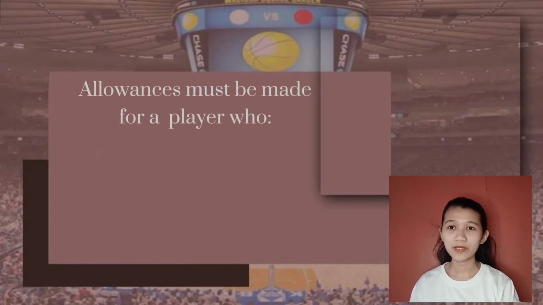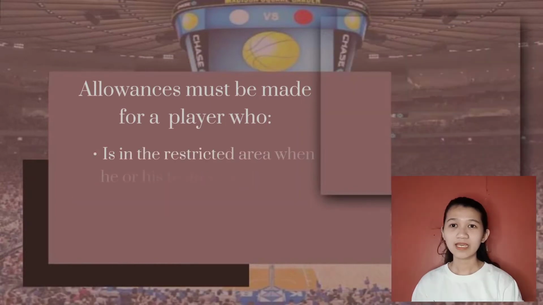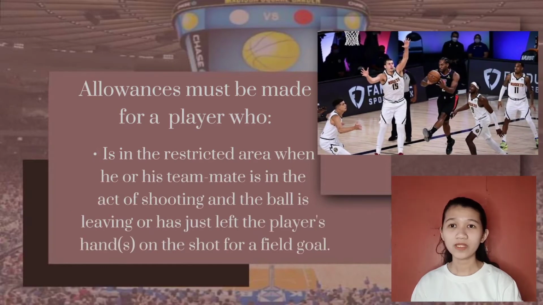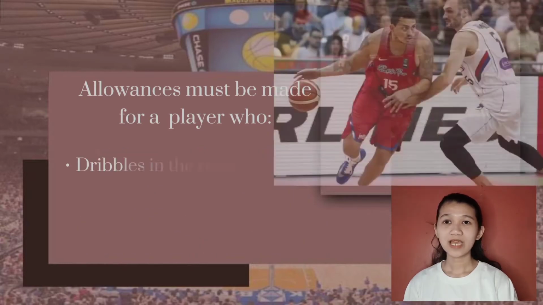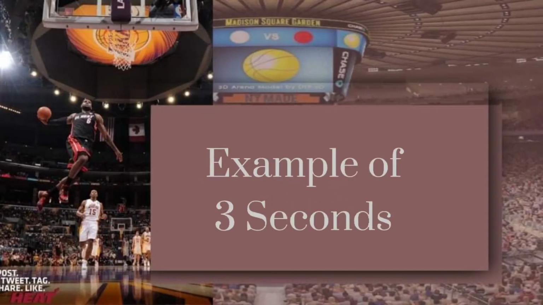Allowances must be made for a player who makes an attempt to leave the restricted area, is in the restricted area when he or his teammate is in the act of shooting and the ball is leaving or has just left the player's hand on a shot for a field goal, or dribbles in the restricted area to shoot for a field goal after having been there for less than three consecutive seconds.